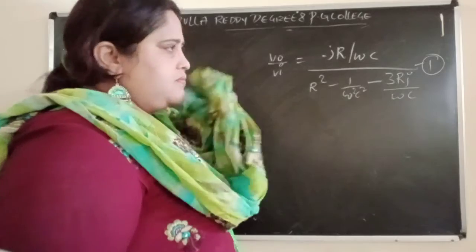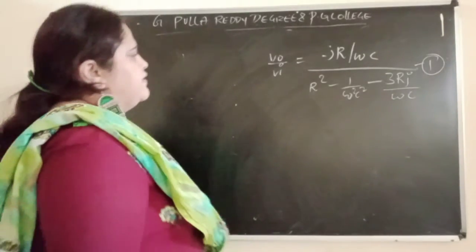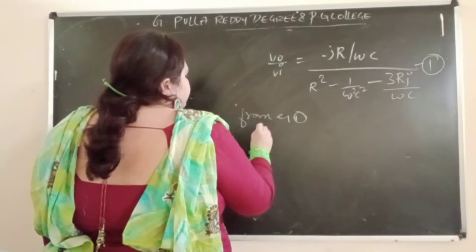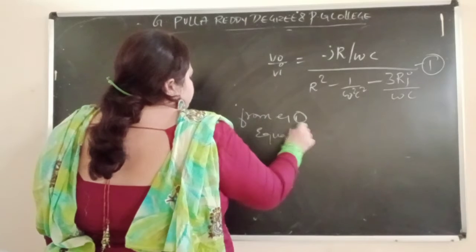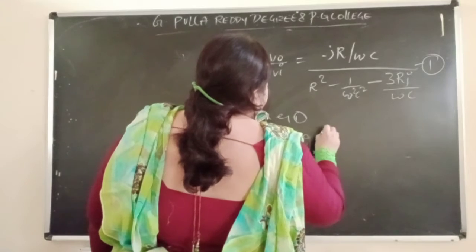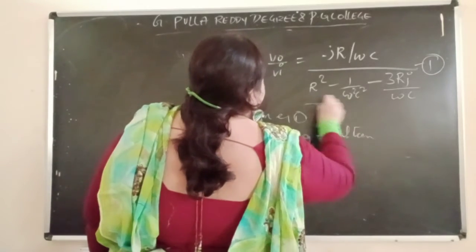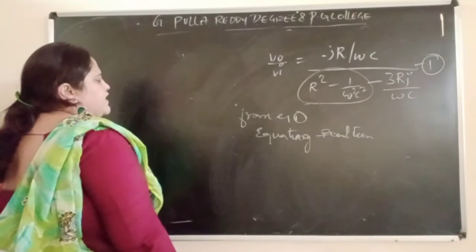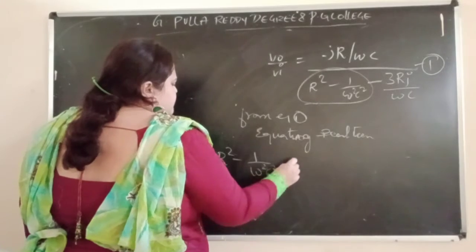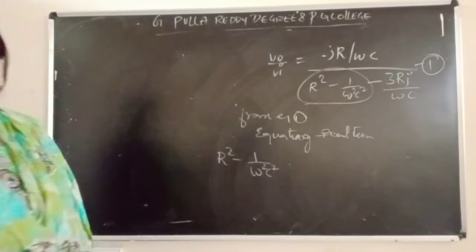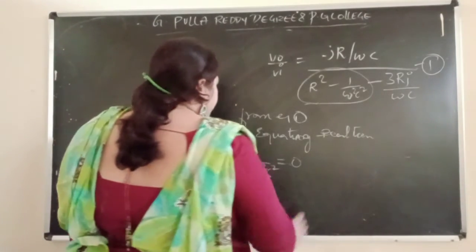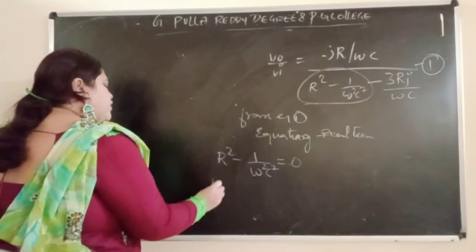Now from equation 1, equating real terms. Real terms are this part, not the J terms, only real terms: R square by omega square C square. You can equate this to 0, equating means putting it equal to 0. Now from this you want the omega value.